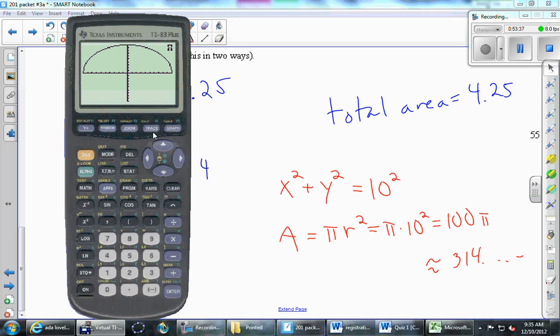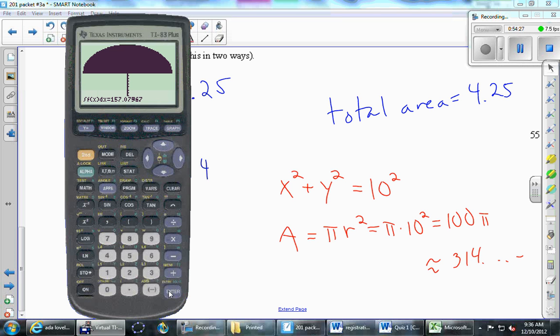Okay, so there's the top of our circle. I'm going to ask the calculator to find the area. What number? 7. Lower limit? Negative 10. Upper limit? 10. It's going to shade it all in. 157.07967. Is that the area of the circle? That's half the circle. So if you double that, what do you get? 314 and some change. At some point, the change will be wrong.